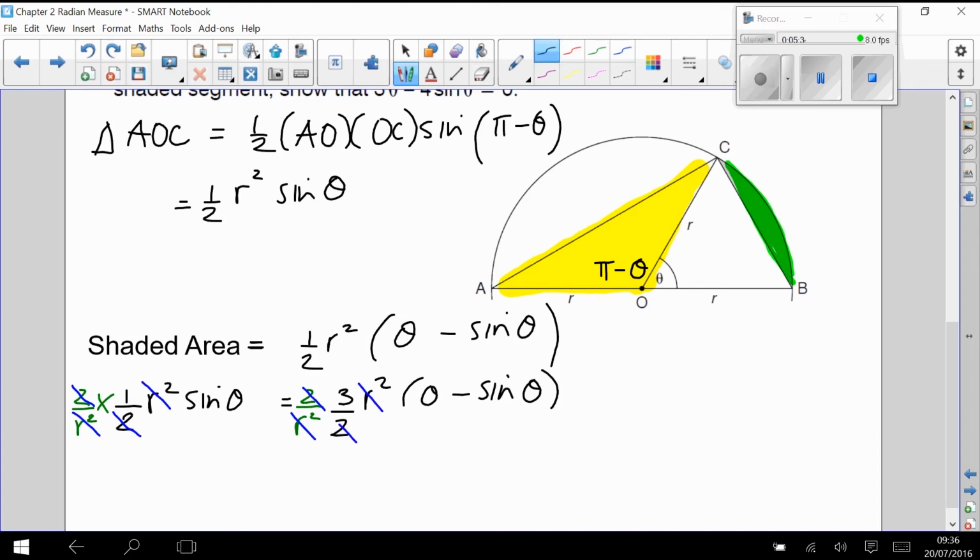In other words, I'm going to be left with sine of theta equal to 3 theta, by distributing the 3 into the bracket, minus 3 sine of theta. The statement that I needed to show was equal to 0. So in other words, I want to take my sine theta across to the other side. By doing so, I get that 3 theta minus 3 sine theta minus another sine theta, which is minus 4 sine of theta, is going to be equal to 0. So I have therefore proven the statement that they asked me to show.